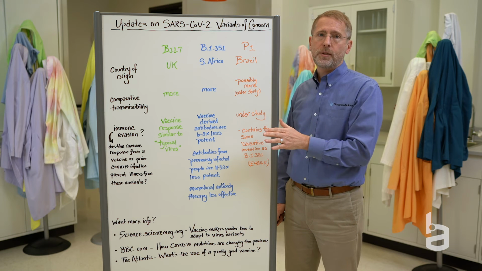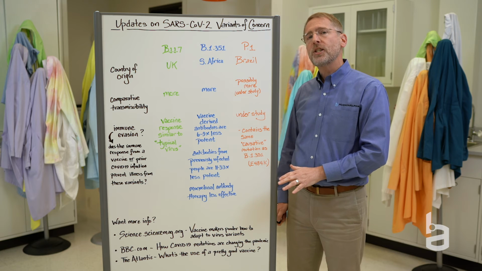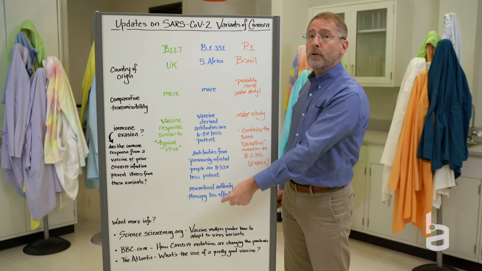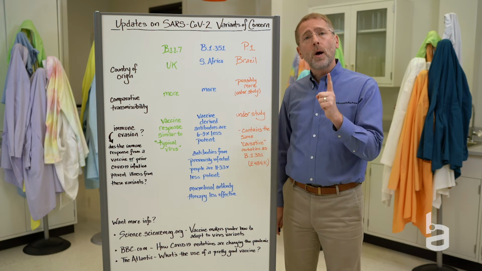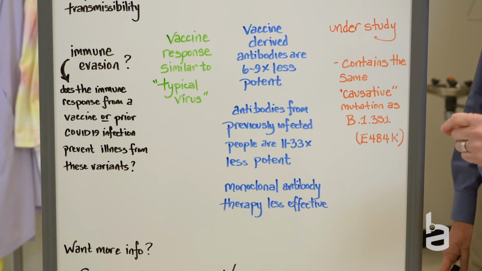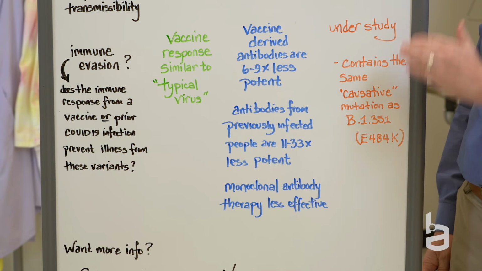We don't have the data yet on the Brazilian variant as it relates to immune evasiveness, but the South African evasiveness seems to be caused by one specific mutation called E484K. And that same mutation is found in the Brazilian version. So it's possible we'll see evasion here as well.